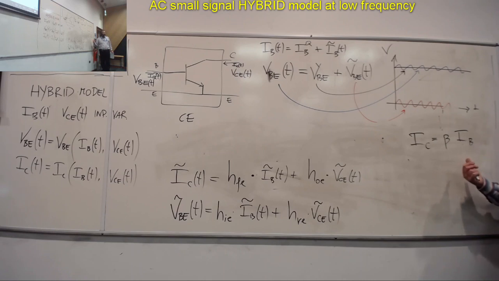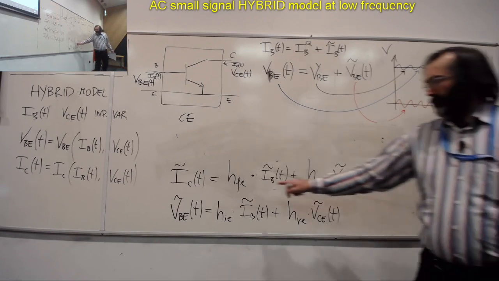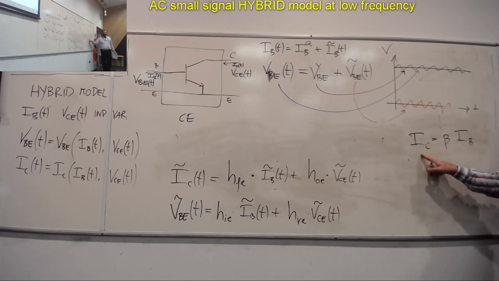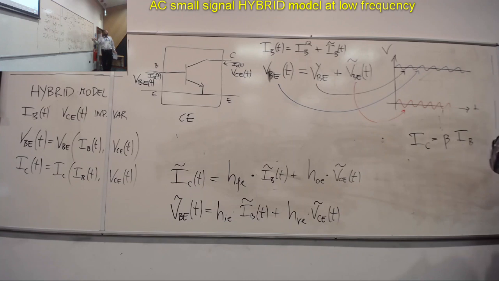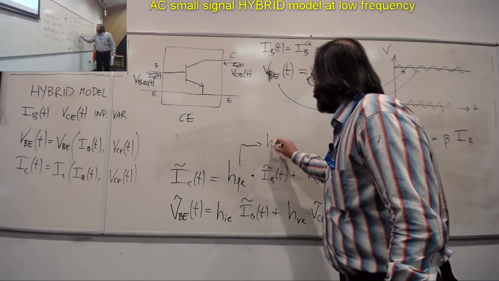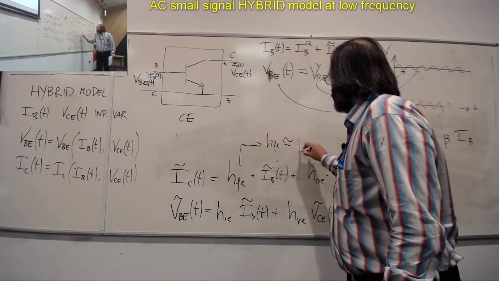Okay, don't be surprised that that is very close to that. If beta is the amplification when I'm in the DC regime and now I'm tweaking a little bit IB, also IC will be tweaked by the same amount, beta, effectively. So don't be surprised by the fact that effectively HFE is roughly equal to beta.